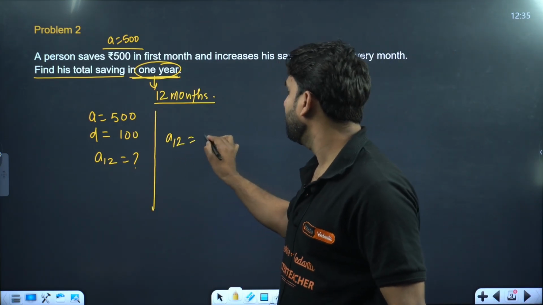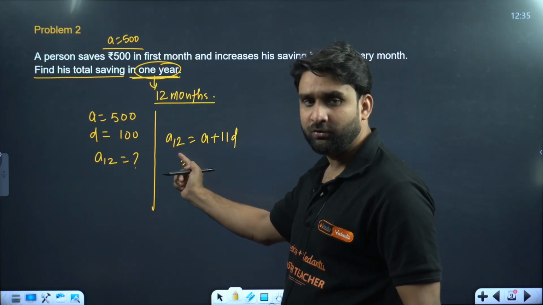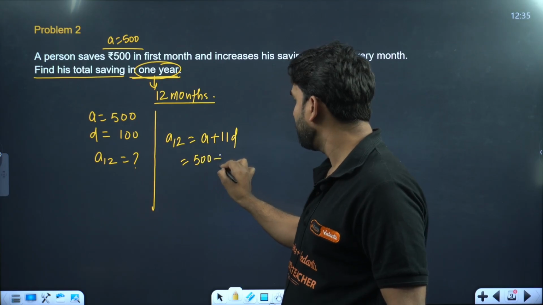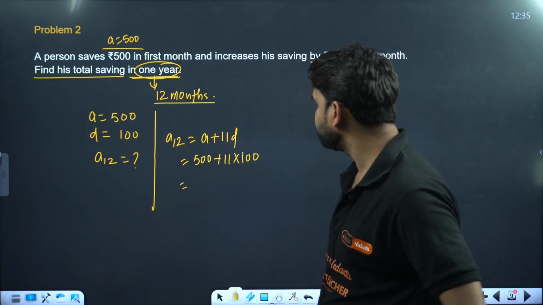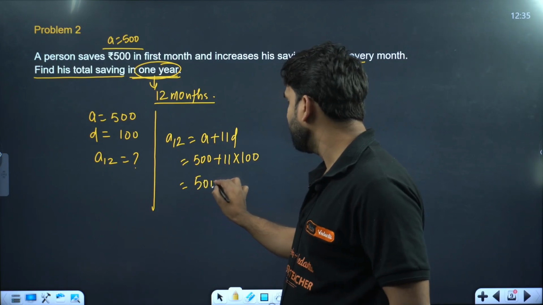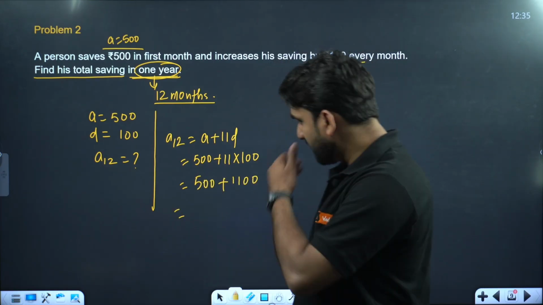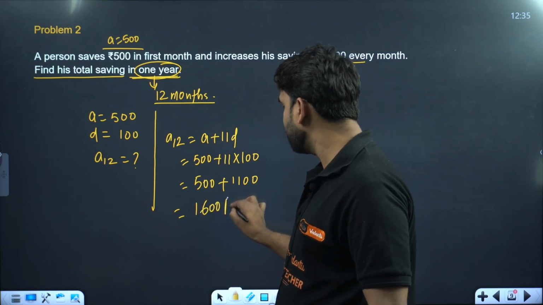So a12 is equal to a plus 11d. I have already told you, if you are calculating the 12th term, it will be 11d. So a is 500 plus 11 into d, d is 100. So this is equal to 500, and 11 into 100 will be 1100. So can we please add this? So this is 1600 rupees, the answer.